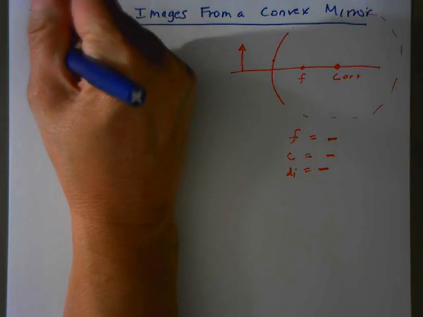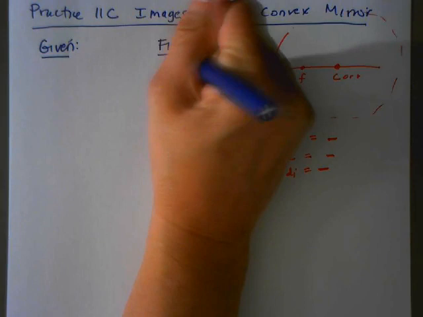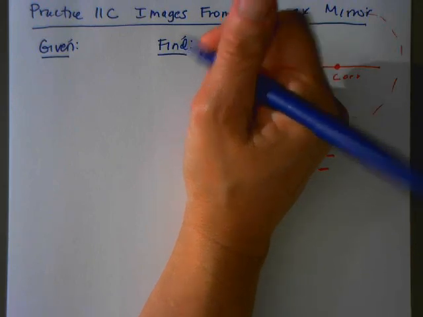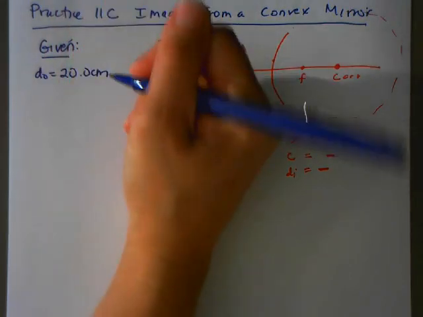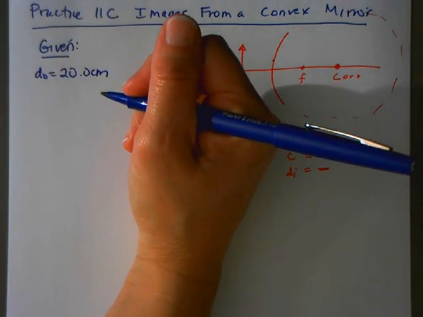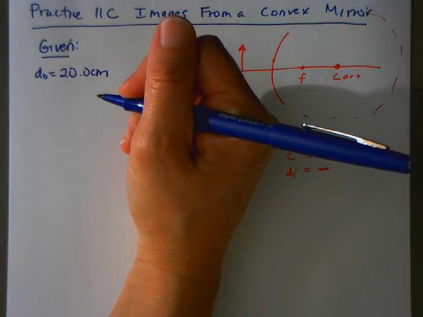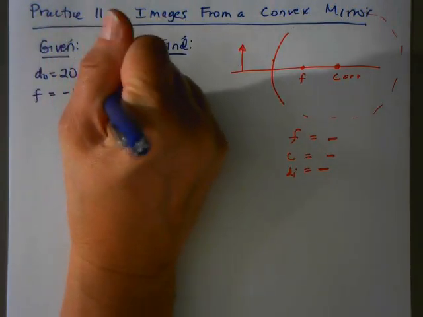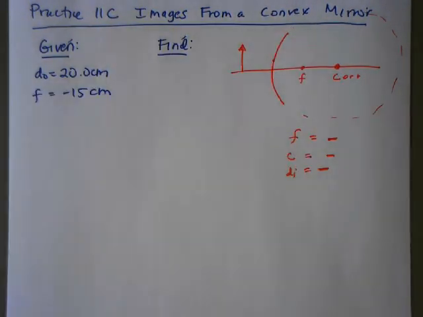So let's look at the first problem. We're going to write our given and our find. It says an object is 20 centimeters in front of a convex mirror. So that means the distance of the object is 20 centimeters. And it says with a negative 15 focal length. So we're given that it's negative. But a lot of times they're not going to tell you it's negative, but they're going to tell you it's a convex mirror. So you have to know to make that negative.